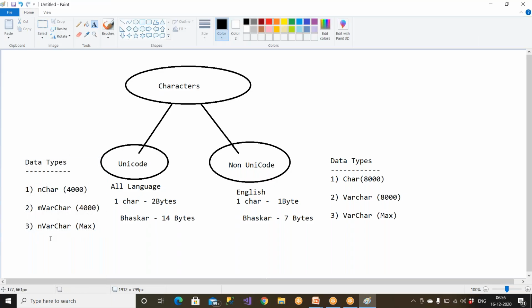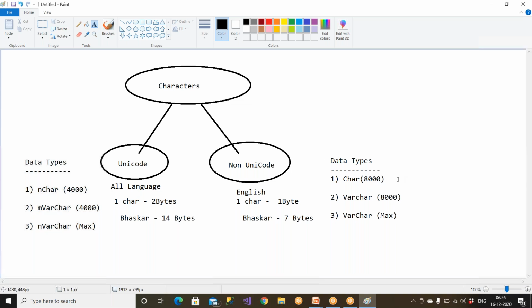If you want to store purely English data, you can go for char. If you want to store English, Hindi, Marathi, Spanish, Chinese, any language data, then go for nchar. Clear? So when should I use char or nchar?